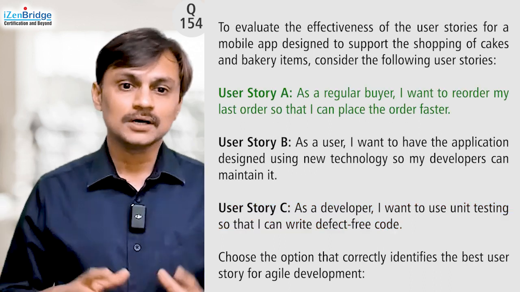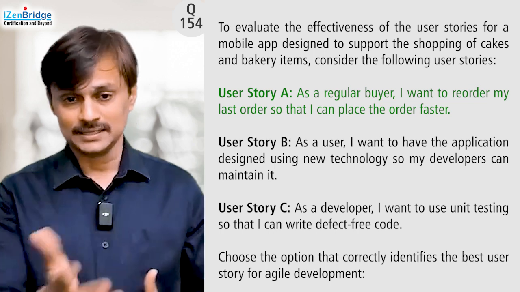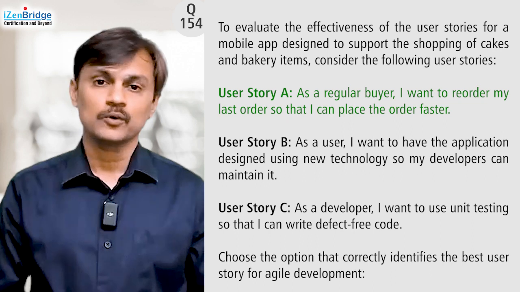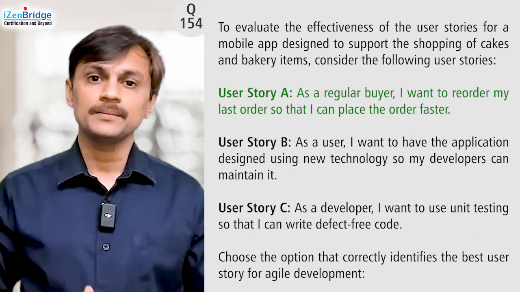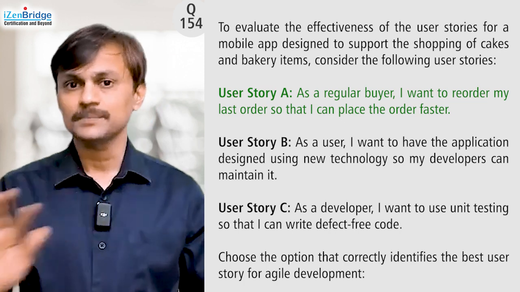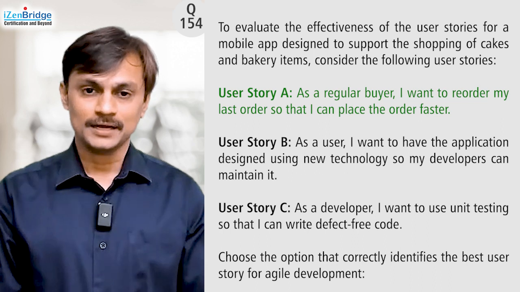So out of A, B, C, option A looks good, and that's coming in the alternative as well, because it is giving you a slice of requirement. It is mapping the requirement to a user role or a user persona, and it also shows you a clear path which can show you that it's a vertical slice of the requirement.